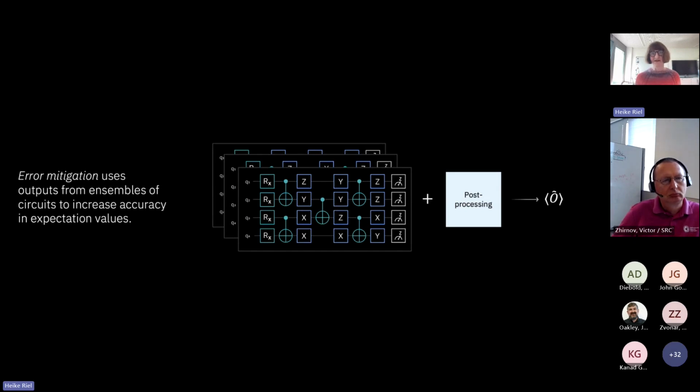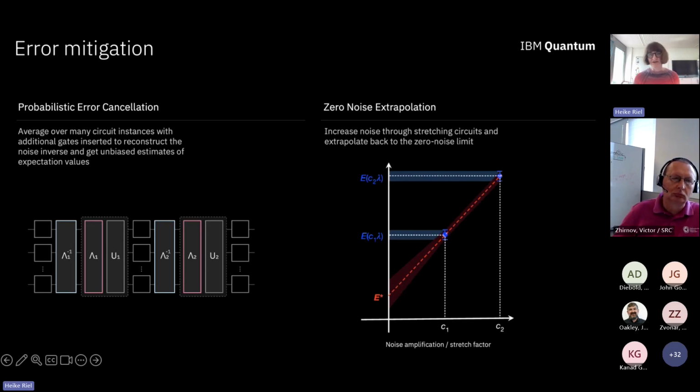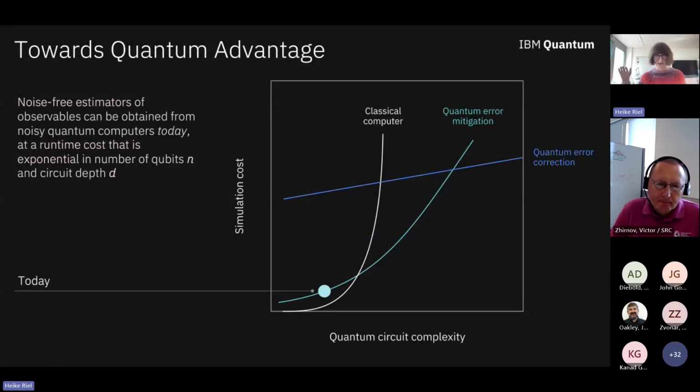You do some post-processing, and you can calculate the error out. There are different approaches. One is probabilistic error cancellation, but let me explain perhaps zero noise extrapolation. What you do is you actually increase your error intentionally at different measurements, and then you can extrapolate to zero error. This has been demonstrated, and it has been scaled up to work on more than 100 qubits. And this is actually a very nice tool in order to reduce the error.